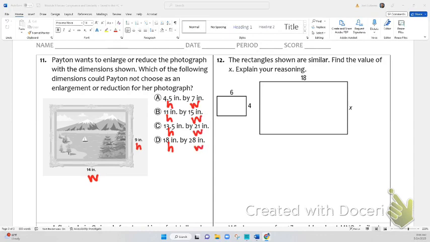Okay? Now, the only way that the picture can either be an enlargement or reduction is if both things either grow or reduce by the same number.